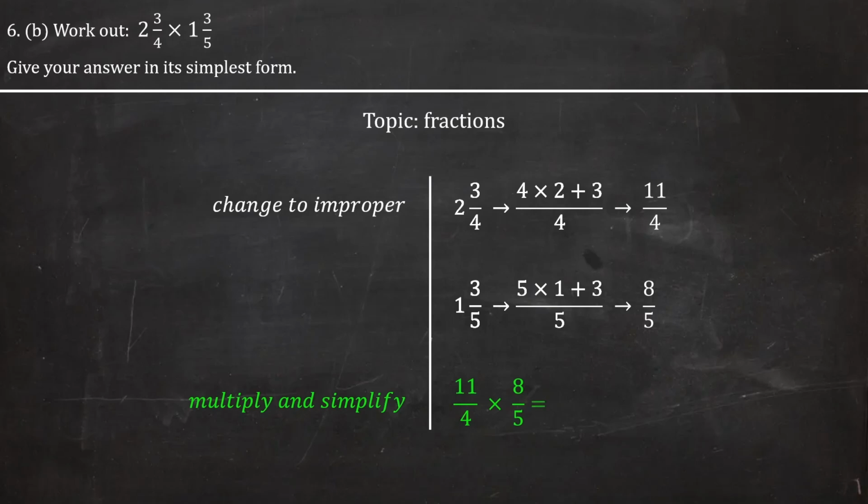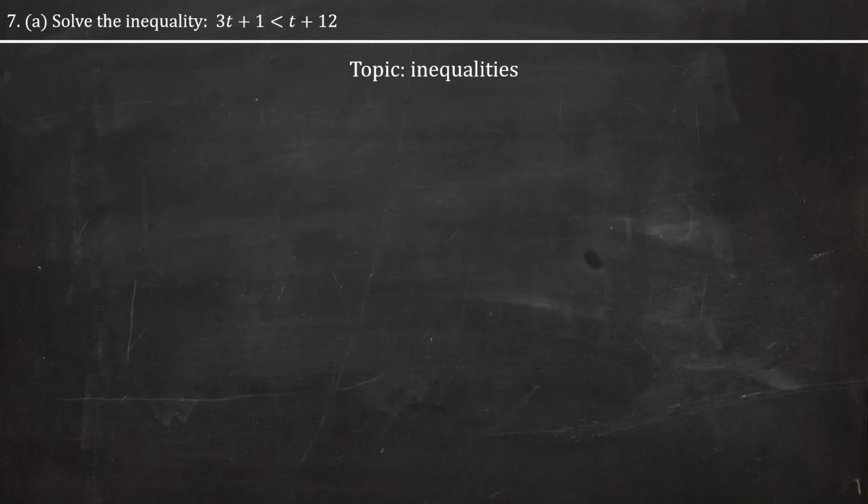Now we're multiplying them together, you just multiply the numerators and multiply the denominators. So this becomes 4 times 5 is 20, 11 times 8 is 88. Now we need to simplify. We can divide them by 2, which gives 10 on the denominator, 44 on the numerator. Divide by 2 again, that gives you 5 on the denominator, 22 on the numerator, and we cannot simplify any longer.